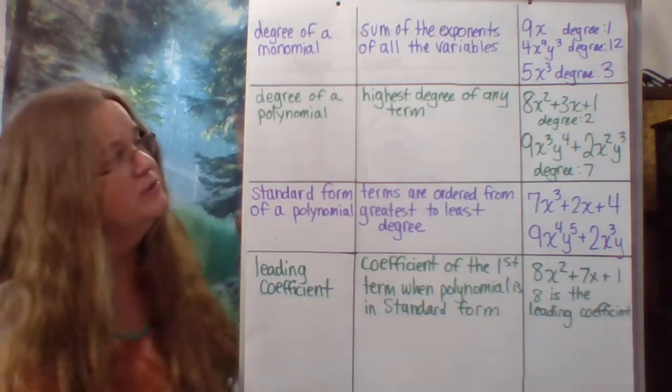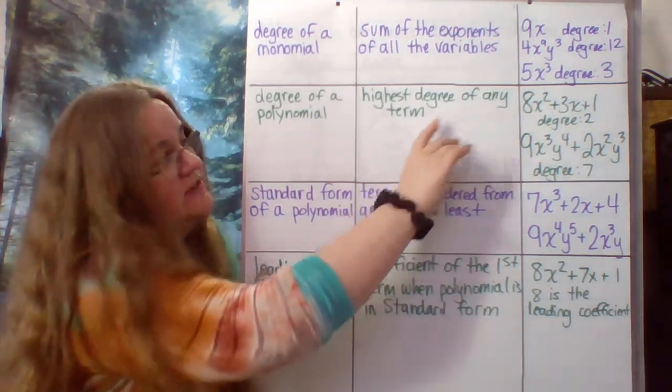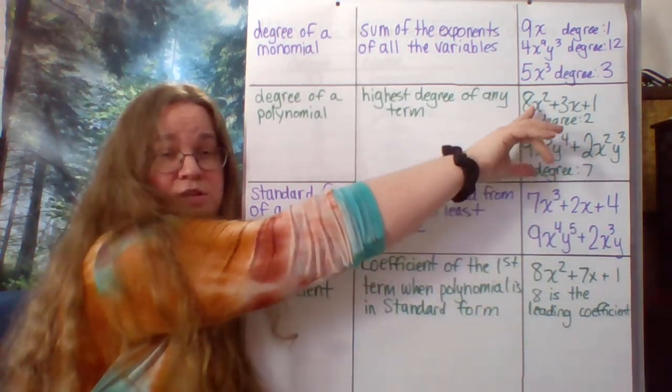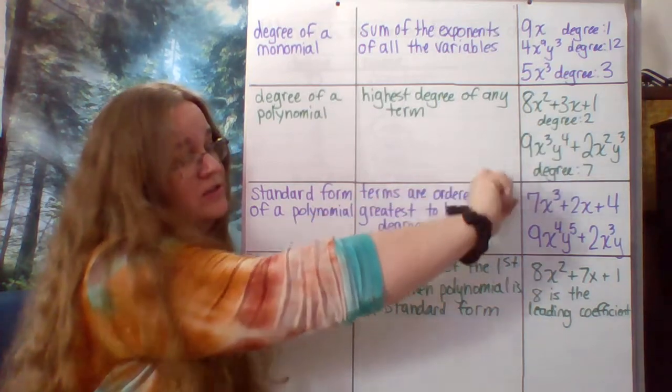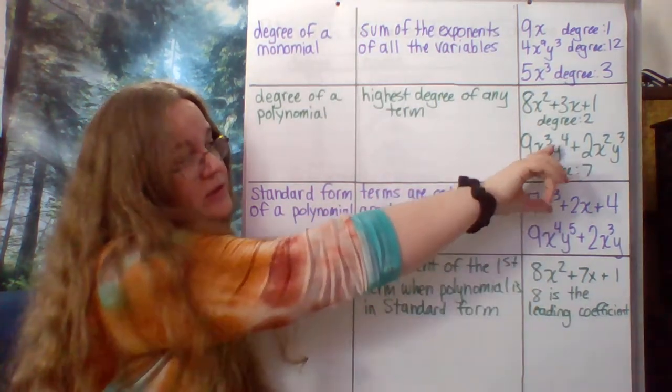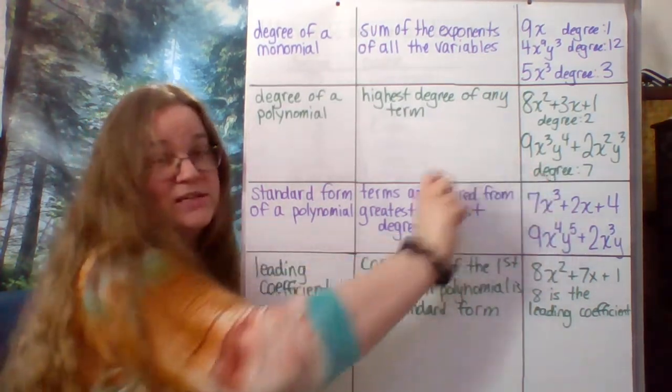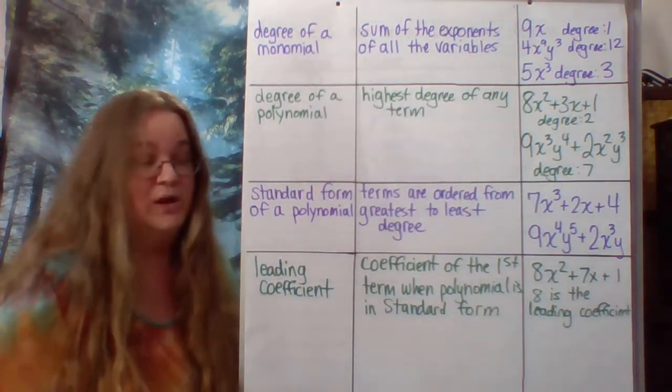So the degree of a polynomial is going to be the highest degree of any term. And so, for instance, if you look here, the 2 is the highest degree, so therefore it's a degree 2. Here, the 3 plus 4 is 7, 2 plus 3 is 5, so degree 7 is the highest one, so that's the degree of the polynomial.